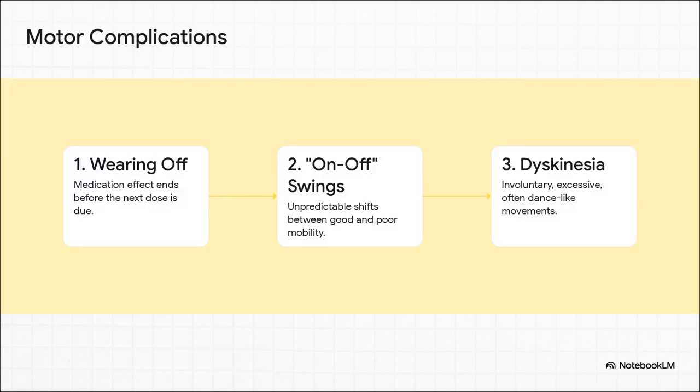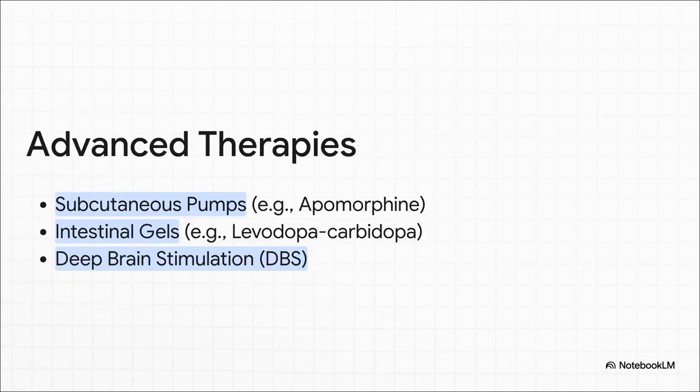Over time, as the disease progresses, patients on dopamine therapy can develop what we call motor complications. This often starts with something called wearing off, where the effect of one dose of medication doesn't last long enough to get them to the next one. This can then evolve into unpredictable on-off fluctuations, where the mobility can just suddenly switch from good to bad, and eventually, many develop dyskinesia. These are excessive, involuntary, often dance-like movements that are actually a side effect of the treatment itself.